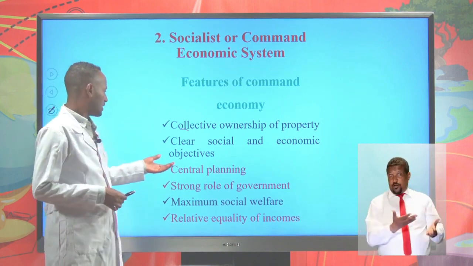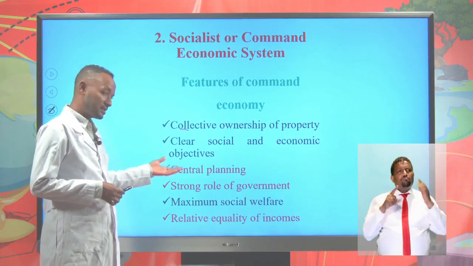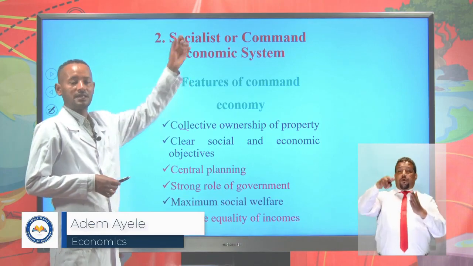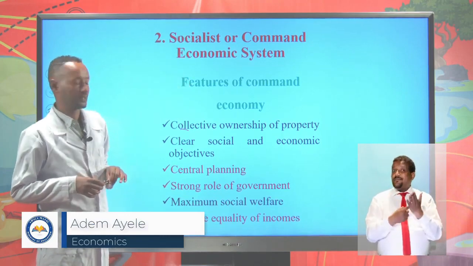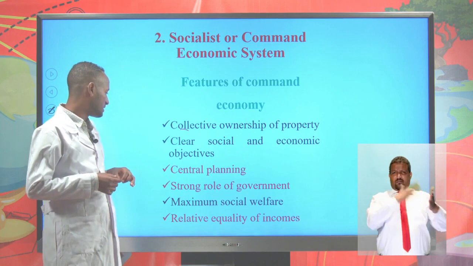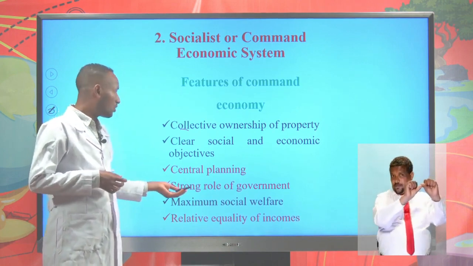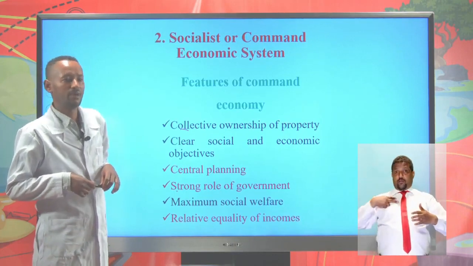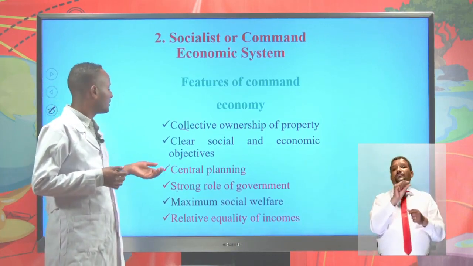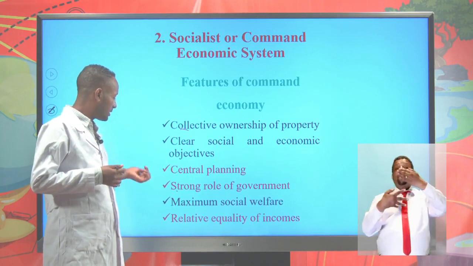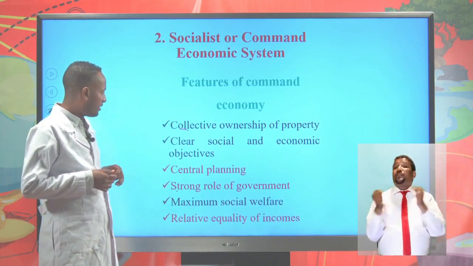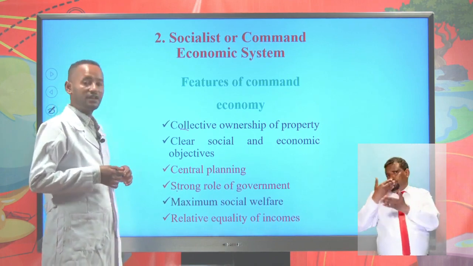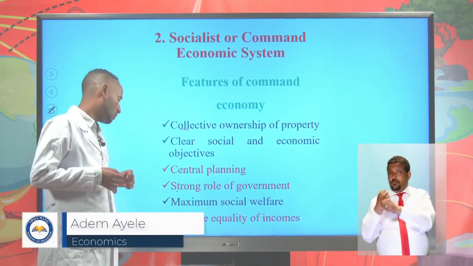There are clear social and economic objectives. There is central planning in the command economy, but there is a decentralized planning system under the capitalist economic system. There is a strong role of government in the socialist economic system, but there is a minimum role of government under the capitalist economic system. There is maximum social welfare in the command economy system, but social welfare is minimal under the capitalist economy system.